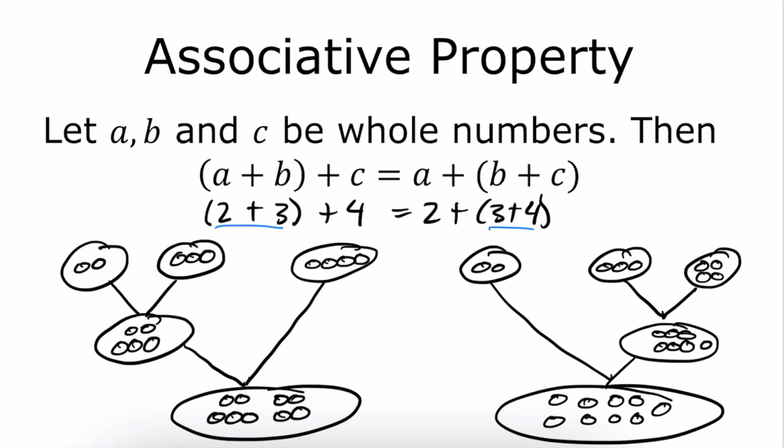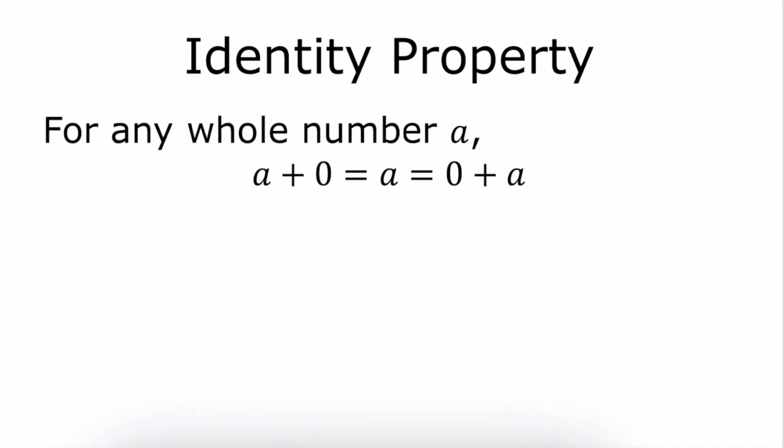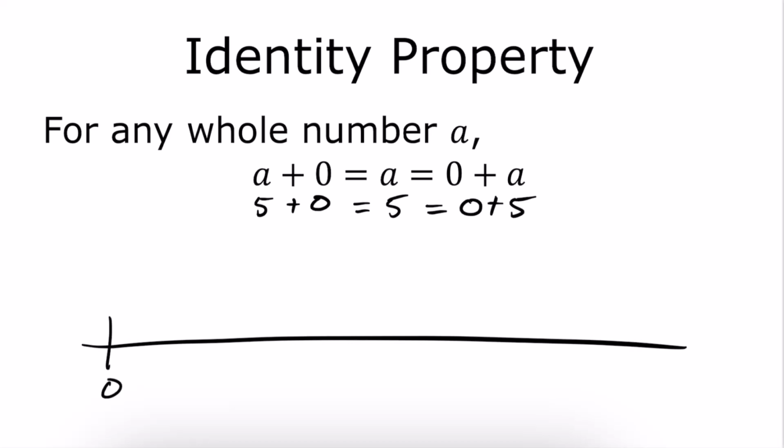And then the last property says that for any whole number a, a plus 0 equals a, which equals 0 plus a. So we could model this one on a number line. So let's say in this case, maybe the a is the number 5. So I'm trying to show that 5 plus 0 equals 5, which equals 0 plus 5. So on a number line, here's 0, here's 1, 2, 3, 4, 5, 6, 7, etc.